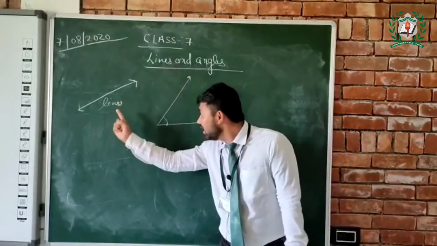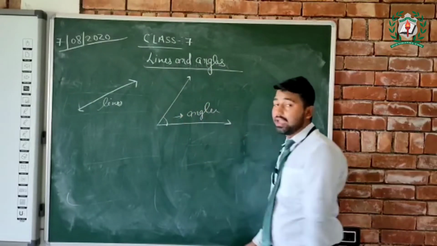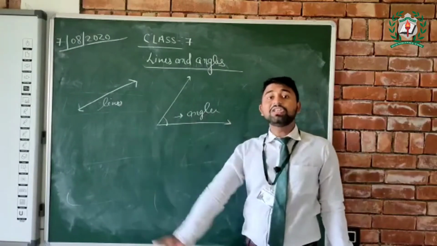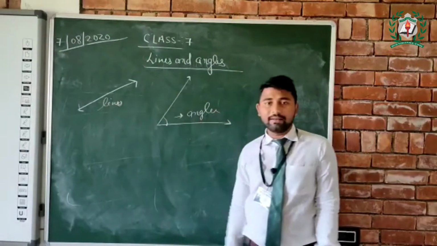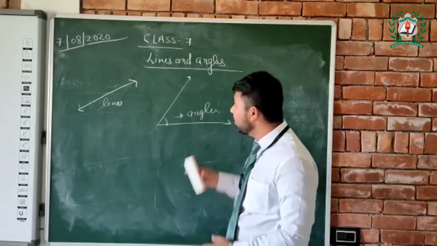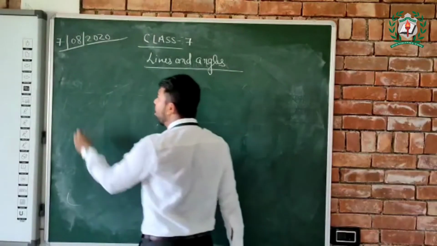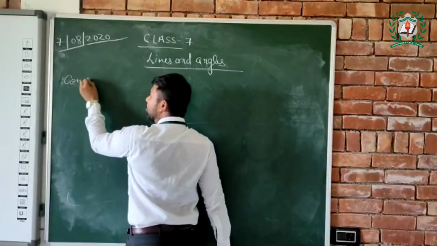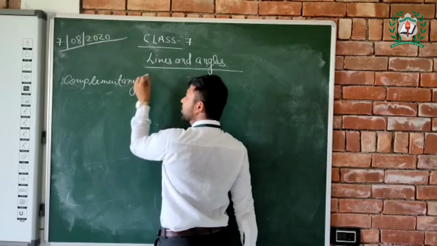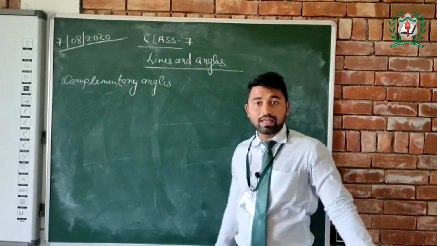So this is the line and this is the angle. Any angle it can be. We will discuss the types of angles and the properties of angles. First we discussed the line, and now we discuss the angle. Now, the first one is the complementary angle.